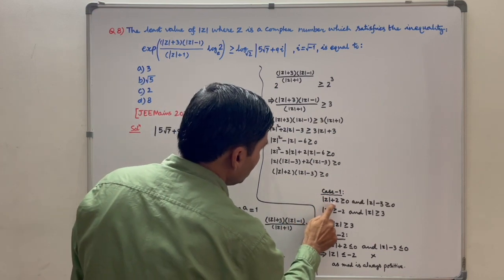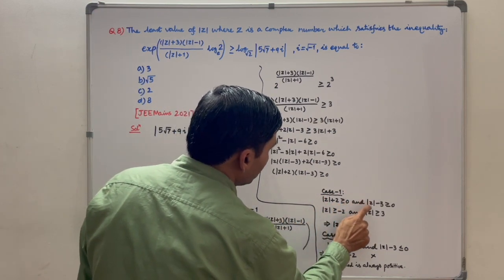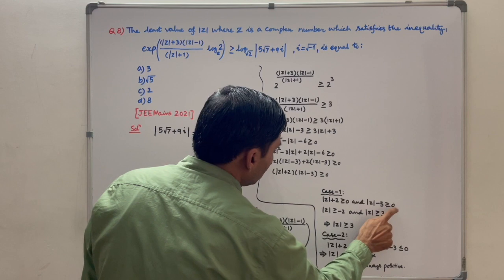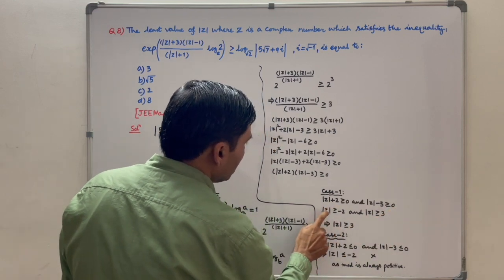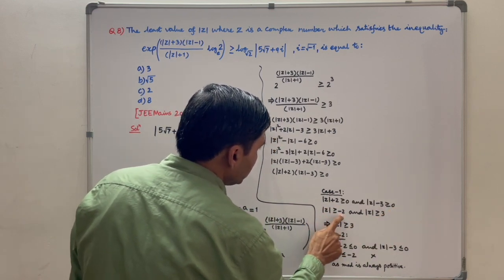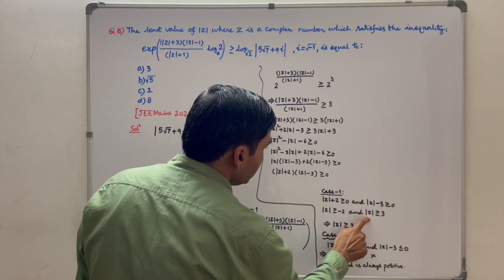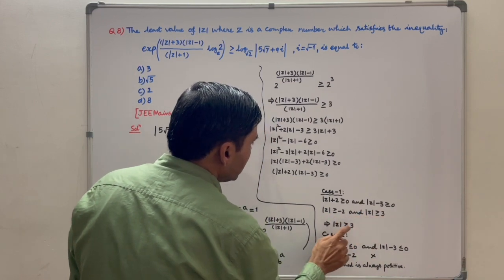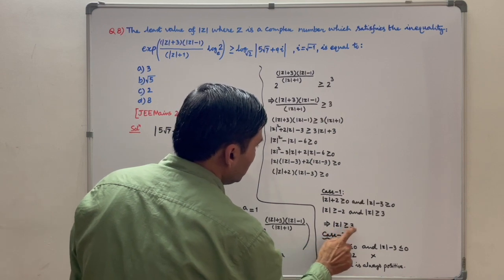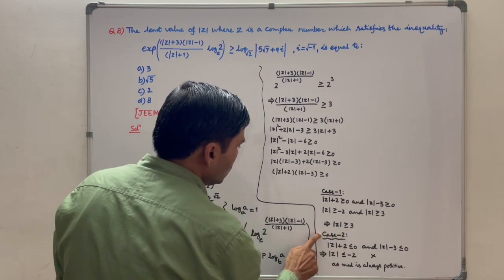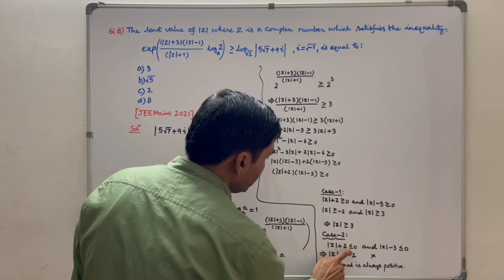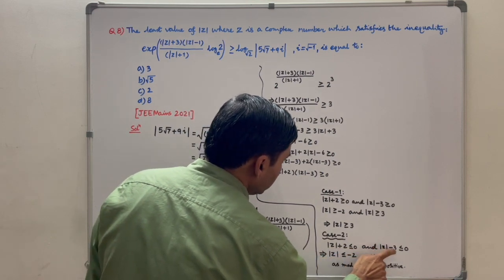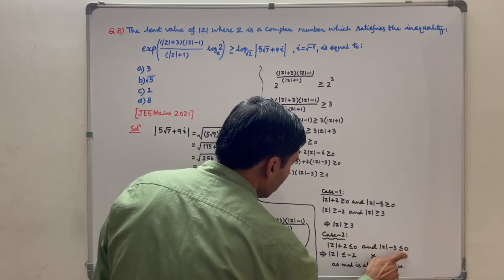So mod z plus 2 is greater than or equal to 0 and mod z minus 3 is greater than or equal to 0. From this, mod z is greater than or equal to minus 2 and from this, mod z is greater than or equal to 3. If we combine both, we can say that mod z is greater than or equal to 3. In case 2, mod z plus 2 is less than or equal to 0 and mod z minus 3 is less than or equal to 0.